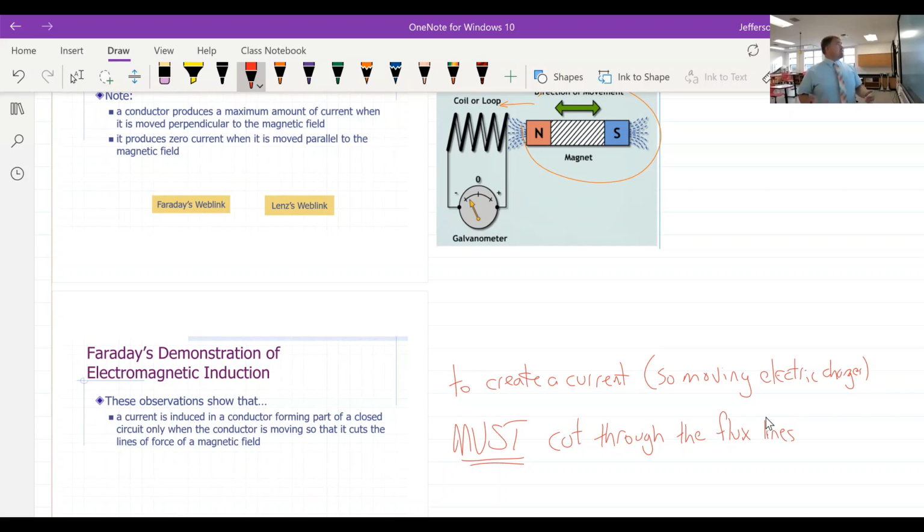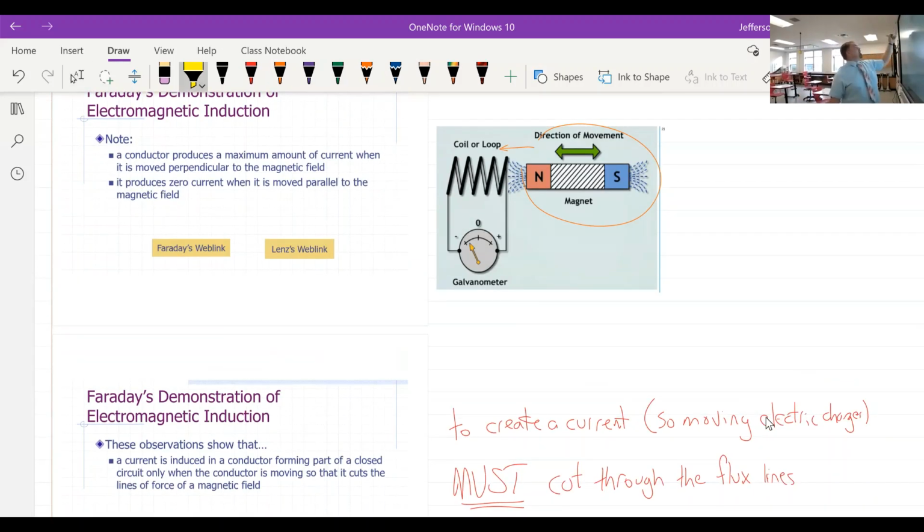This was also shown in the fact that if you go back up to this, we noticed that the conductor would produce a maximum amount of current when it's moved perpendicular to the magnetic field, so it actually would cut through those magnetic field lines. However, if we moved it parallel, so it wasn't cutting any lines, there was no current produced in it. So again, it has to come back down to this, and I'll put a little star next to it. To create that current, to create that voltage, create those moving charges, you have to have your wires cut through those magnetic field lines.